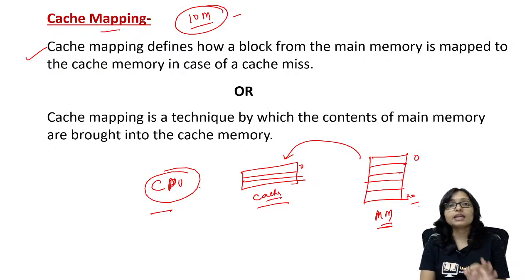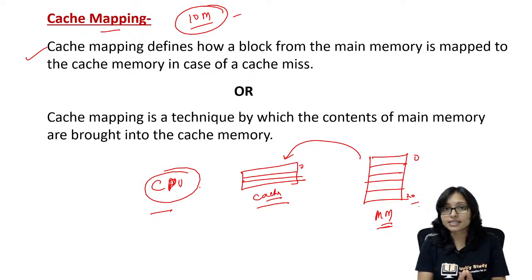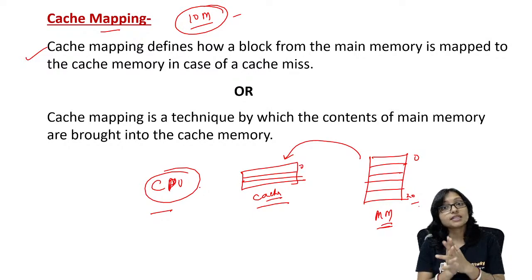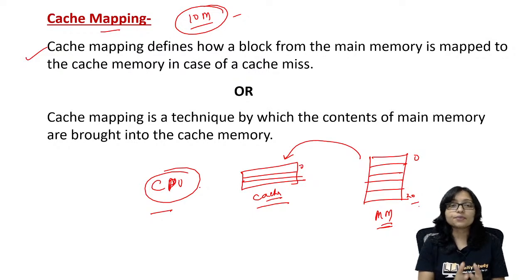It should maintain some rules so that the CPU can understand, okay, block number 20, maybe I can find it in this space. Otherwise, how will it be able to find it? That's why the mapping is required.